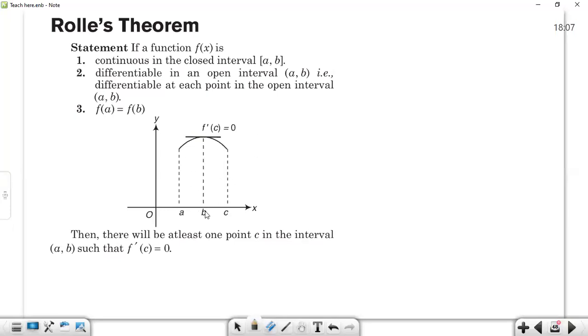Actually, this diagram is wrong in the book, where it should be C and here it should be B. Then f of A and f of B are equal. The function is continuous between A and B including A and B, and it is differentiable at all points between A and B. The values of the function at A and B are equal. So these are three conditions. If these three conditions hold true, then there will be at least one point in the interval where the slope would be zero. Here you can see f dash of c, the slope, is zero. That's all about Rolle's theorem. Clear? Yes, sir.